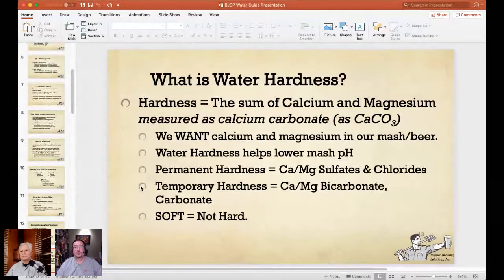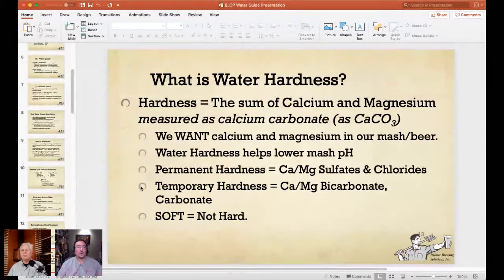Okay, so what is water hardness? We talk about water hardness a lot. Hardness is simply the sum of the calcium and magnesium measured as calcium carbonate. On your water reports, you'll often see a line that says total hardness as calcium carbonate. And this is a chemical equivalence of your calcium and magnesium.